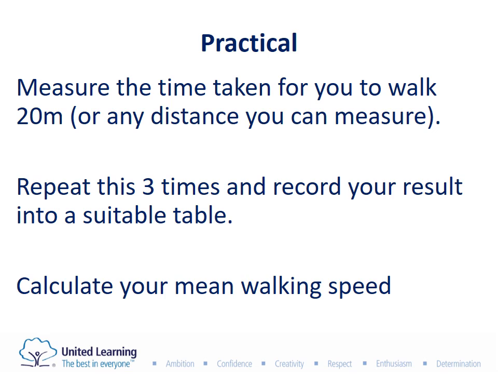So in your back garden, you might want to measure out the perimeter of your back garden, and you could walk around it, see how long it took you to walk around. You'd have a distance because you'd measure the perimeter, and then you could do the distance divided by the time, and that'll give you walking speed. And then you could record that, do that 3 times, measure an average, and that'll give you your mean walking speed.